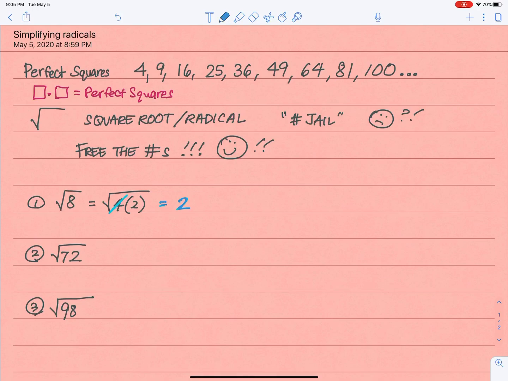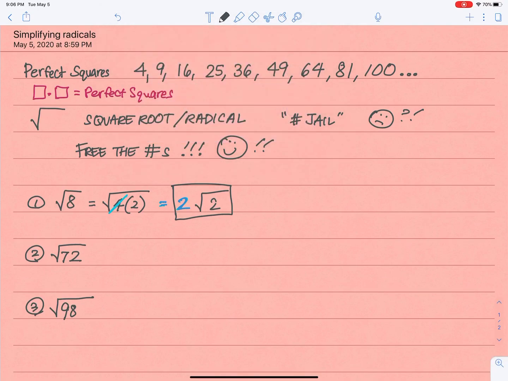All right, let's proceed. Now let's look at this 2 here. Is 2 a perfect square? No. Can you break down that 2 any further? No. So 2 stays inside. So when we were asked to simplify the square root of 8 in simplified radical form, we got 2 square root of 2. Okay, let's continue to the next example.